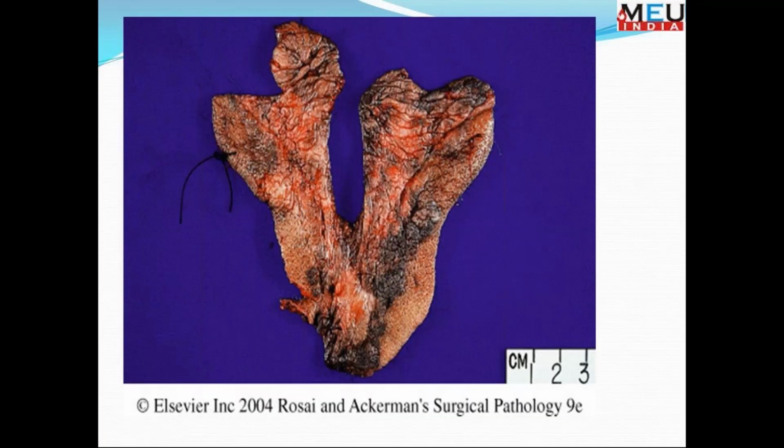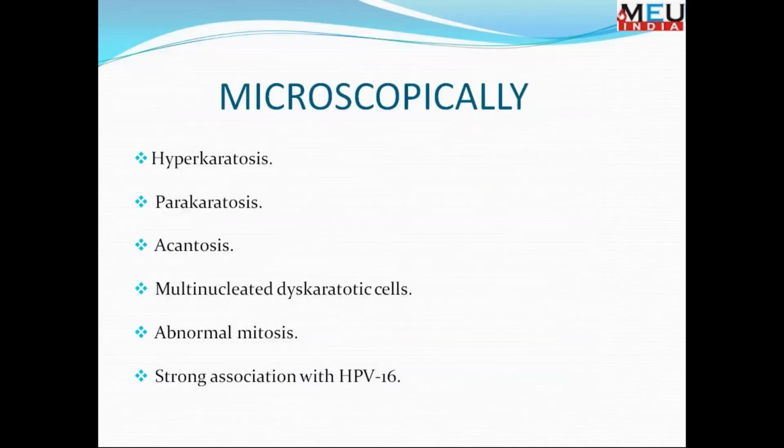Now, this is a picture of the vulvar intraepithelial neoplasia. On naked eye, it's a reddish plaque-like area, and quite often with the acetic acid test, it comes positive. There is hyperkeratosis and parakeratosis, acanthosis at different levels, and multinucleated dyskeratotic cells can be seen. There are abnormal mitotic figures, and there is strong association with human papilloma virus 16.